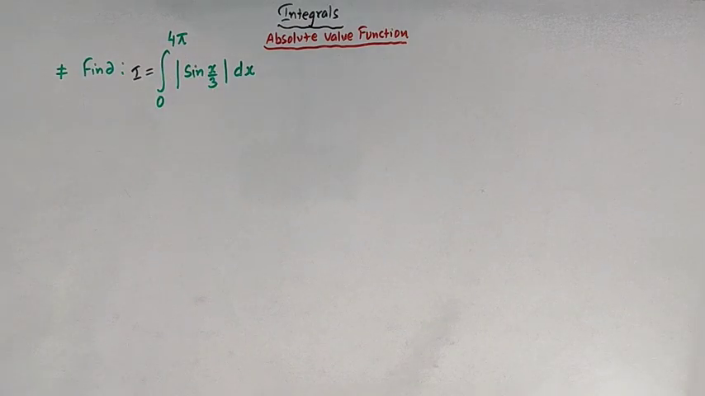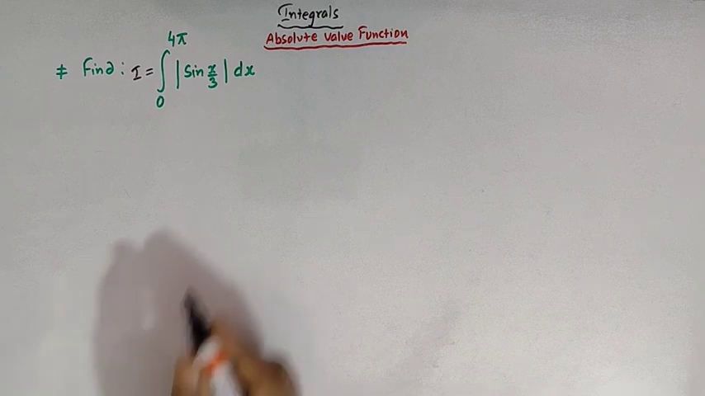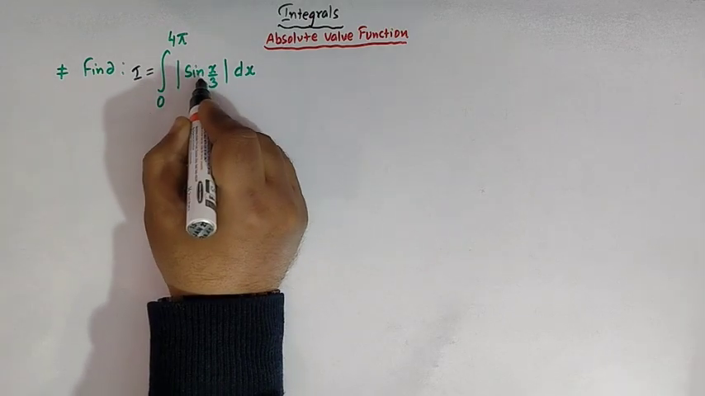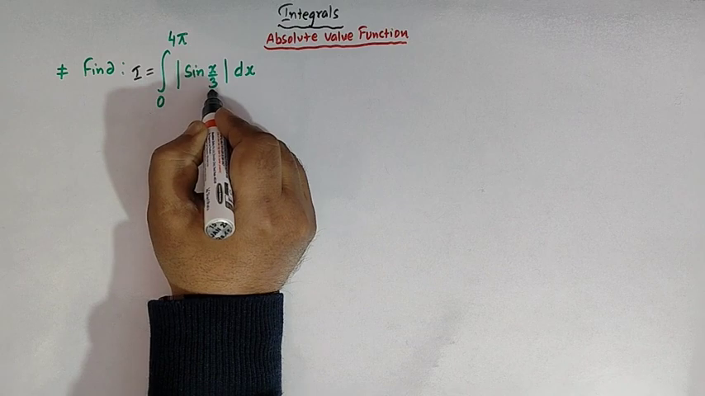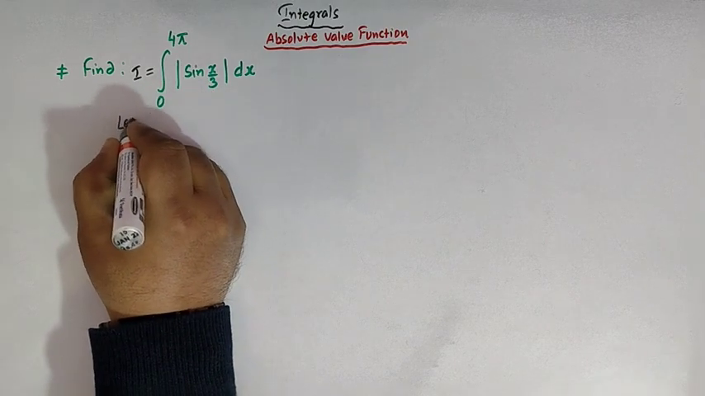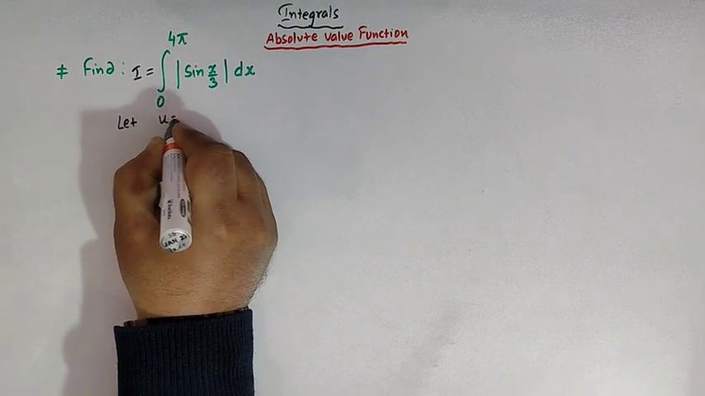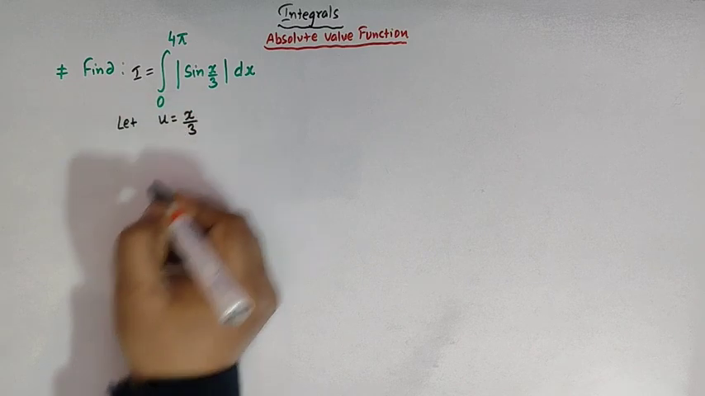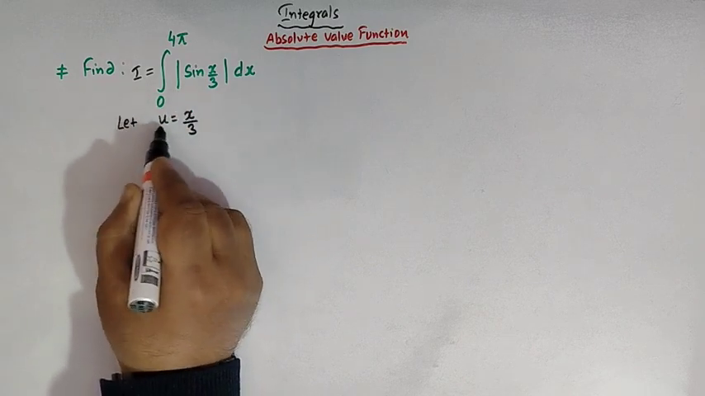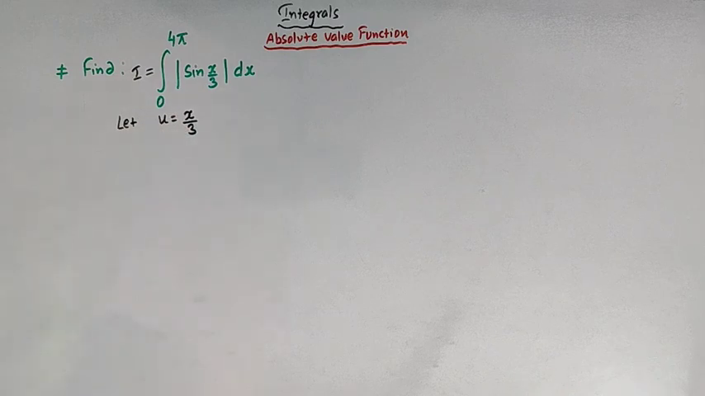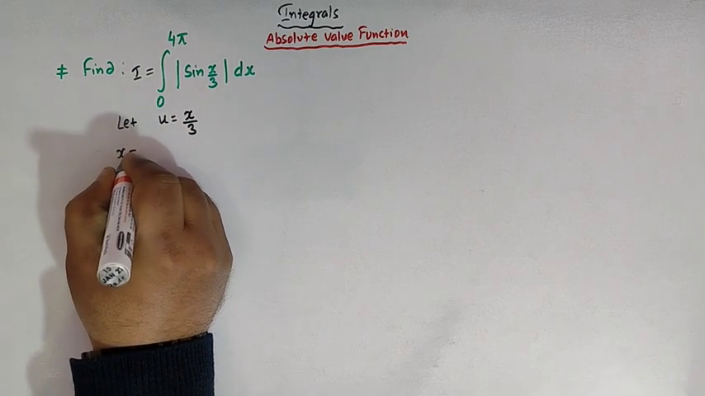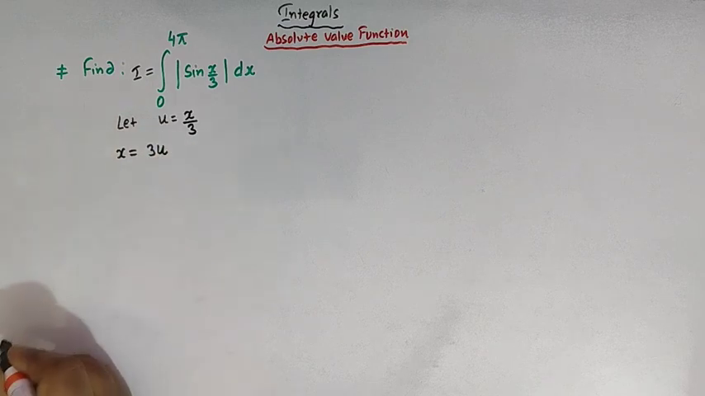Now here we will make use of the method of substitution. We have sine x over 3, so the angle is x over 3. So let us take u equal to x over 3. We are introducing the new variable u, which is equal to x over 3. So x is now equal to 3u.